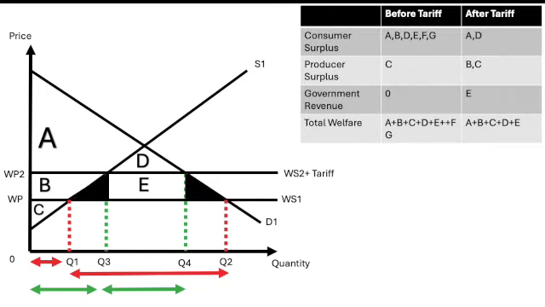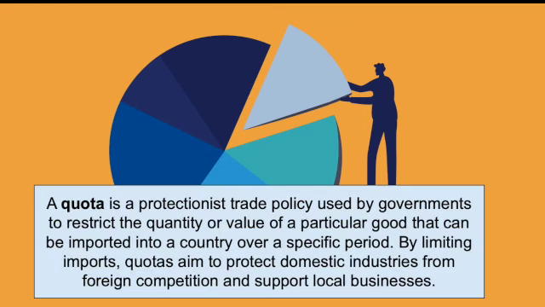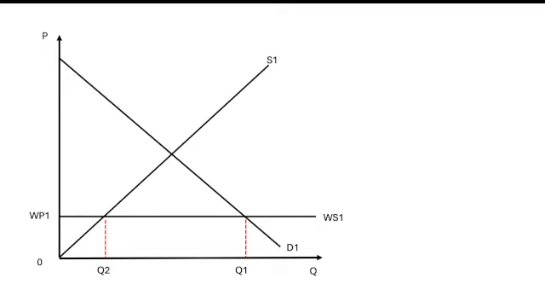Right, the next one. Let's have a look at a quota. So what is a quota? Well, a quota is a physical restriction on how many imports you can get into a country. So if we have a look at this, again, the world supply being perfectly elastic, the volume of imports is between Q1 and Q2, but now a quota has been implemented, which means a physical restriction.